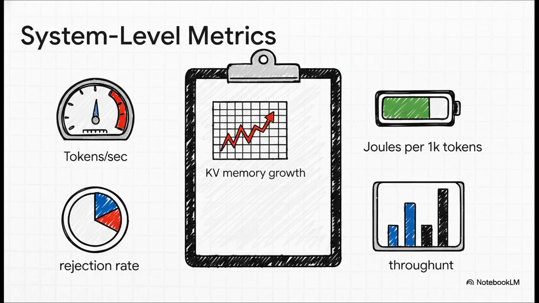How does your throughput actually change when you have more users? How fast is that KV memory really growing? What's the actual energy cost per 1,000 tokens? What's the real rejection rate in your decoder? These are the numbers that actually matter when you're running this stuff at scale.